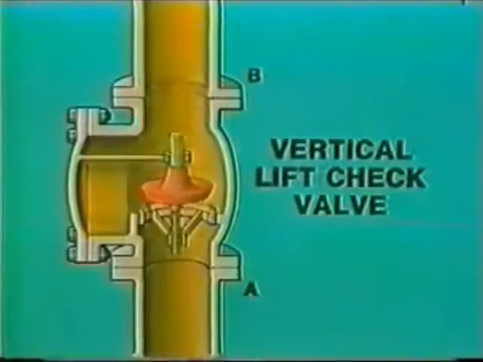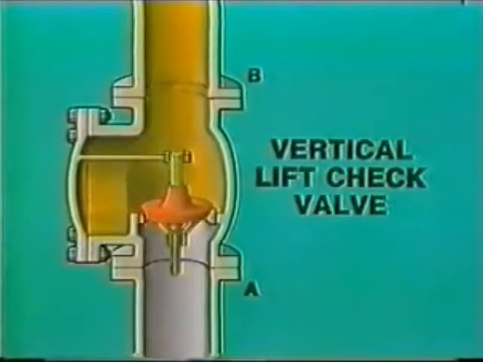This is a vertical lift check valve. When the flow from A to B stops, the disc drops back to its seat. Flow from B to A can't occur. The vertical lift check valve can't be installed horizontally.